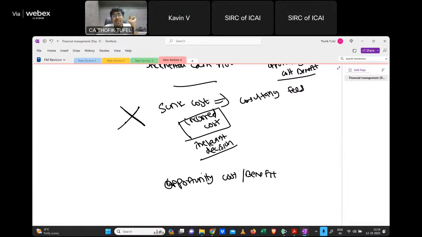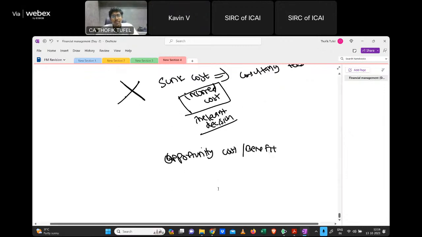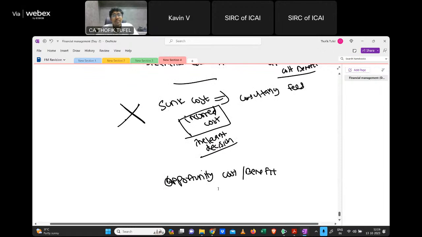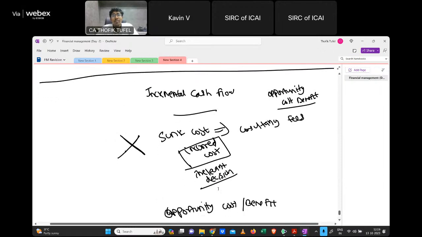Now you have to identify. This is one example I've given; 100 examples are there. But you have to identify whether there is any opportunity cost or benefit that you're having. Even for this relevant cost, I will give you one more example.